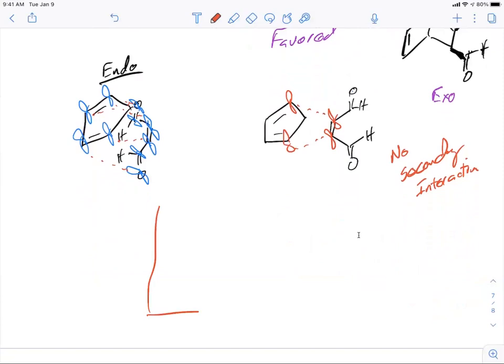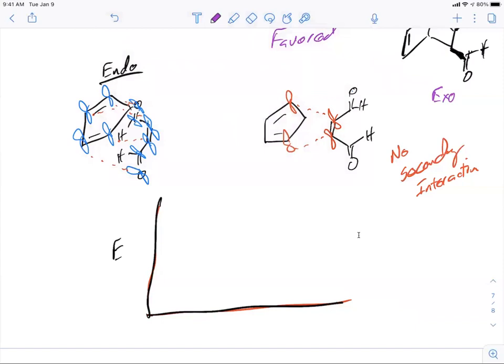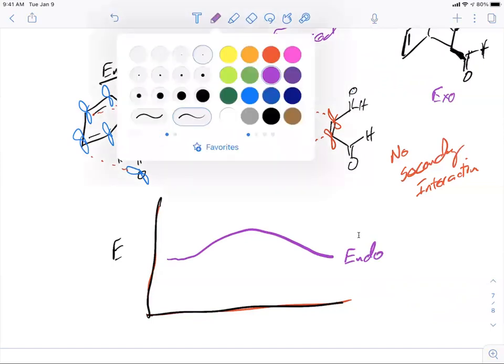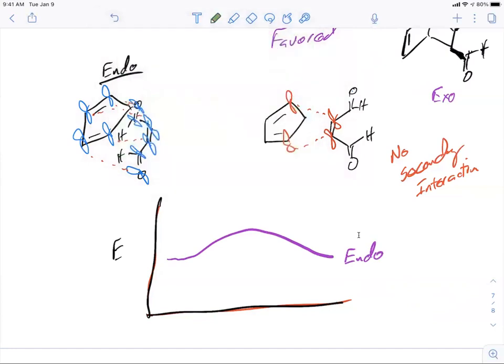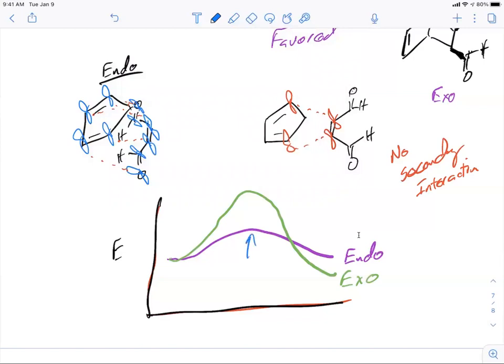Now this has to do with the activation energy. So we think about these two things. So we have our potential energy over here. We start, the endo has a lower transition state. So even though the exo may be more stable, right? Because if we think about steric hindrance, it is the stability of the transition state that's driving this.